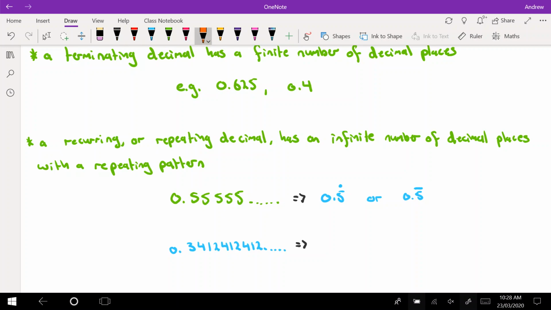And now I have to be really careful in how I write this one. Does anyone have any ideas? Leo? Alright, so you write 0.3. Yep. And then you write 412 with a line over it.